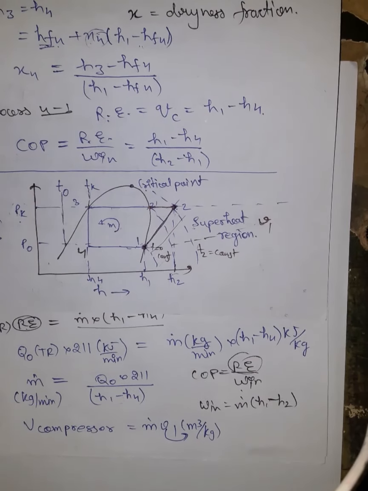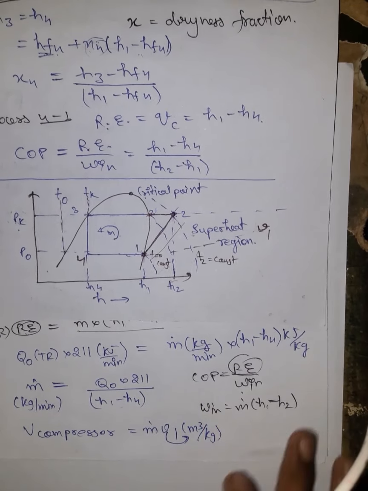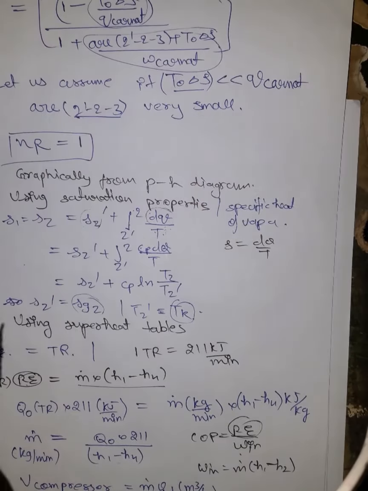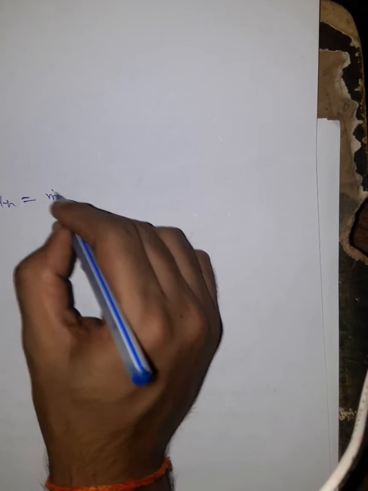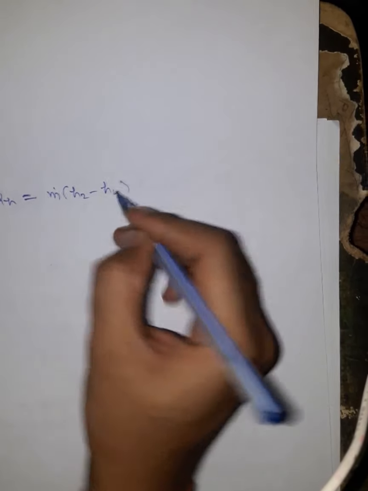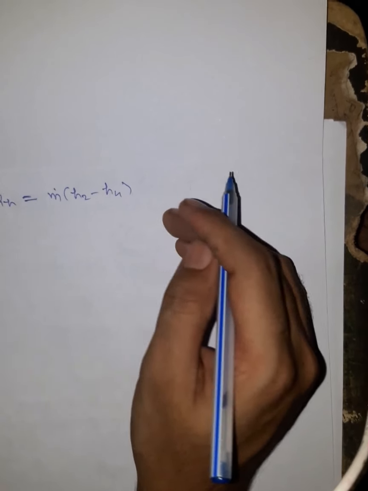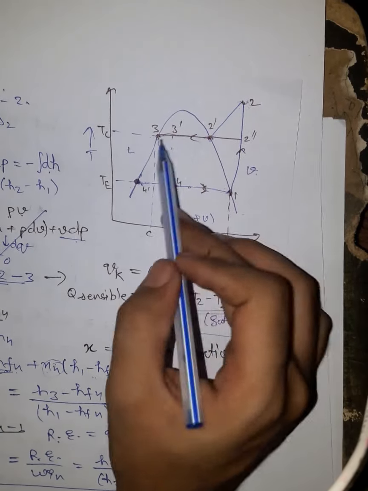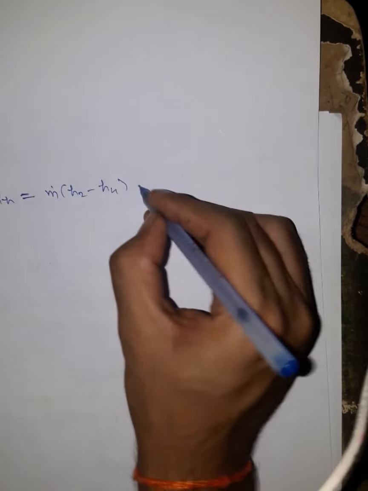And heat rejected in the condenser, we have already talked about how to write it. How can we write that? We can write QH, that is heat rejected, as m dot into H2 minus H4. Why is it written as H2 minus H4? Because H3 and H4 are equal, so H2 minus H3 can be written as H2 minus H4. And this is equal to the refrigerating effect plus the work input. So just revise these formulas.